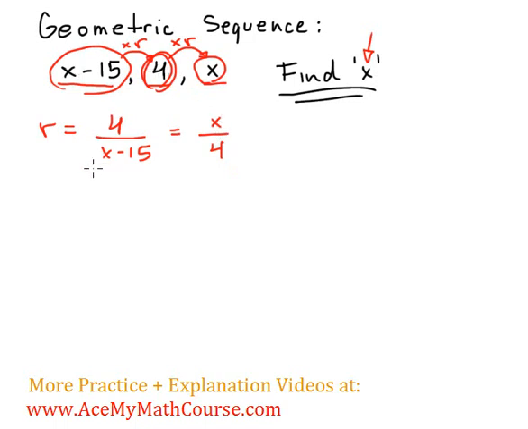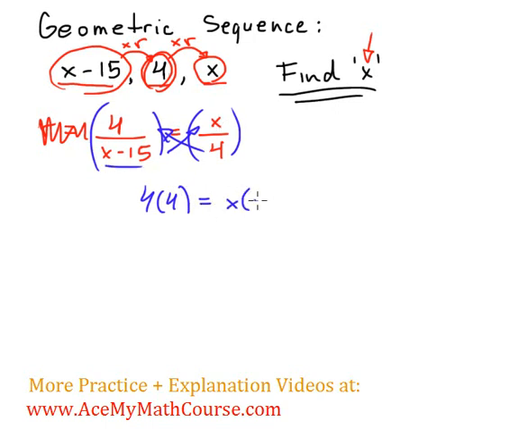So I can actually make this an equation and solve for x. Look at that. So let's forget about this. And how can I solve this equation? I can begin by cross multiplying. 4 times 4 is equal to x times x minus 15. 4 times 4 is 16 equals, now I can distribute, x times x is x squared, x times negative 15, negative 15x.